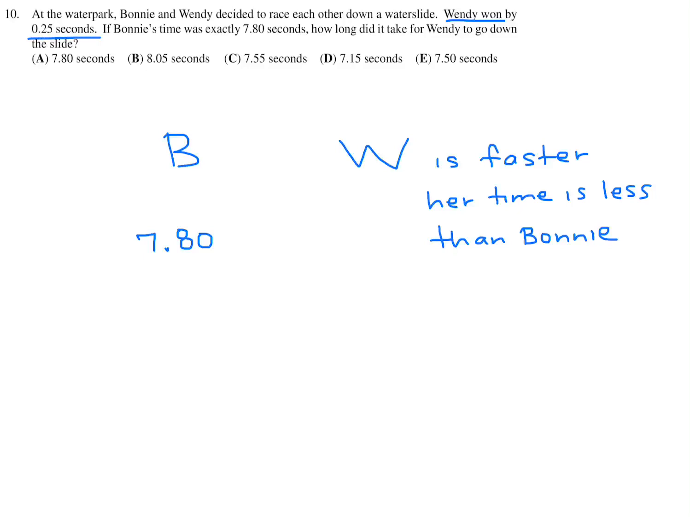So Wendy is 0.25 seconds faster. So her time is going to be 7.8 minus 0.25. And that gives you 7.55. And that makes sense, right? Because her time has to be faster, and that's why she won the race. So 7.55 would be choice C.